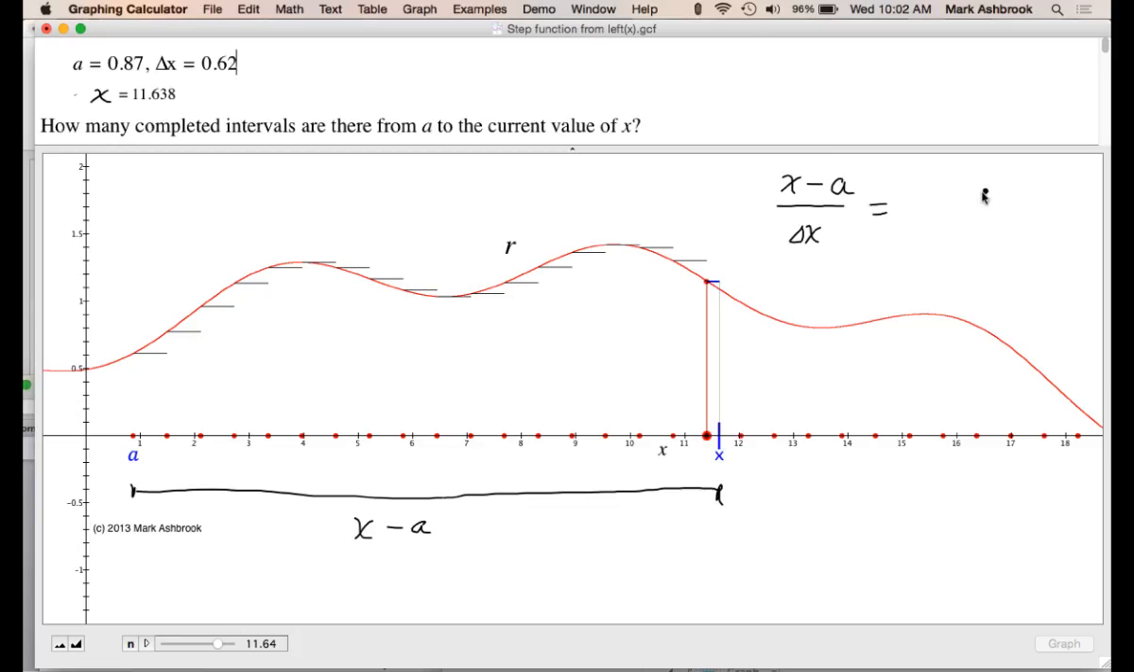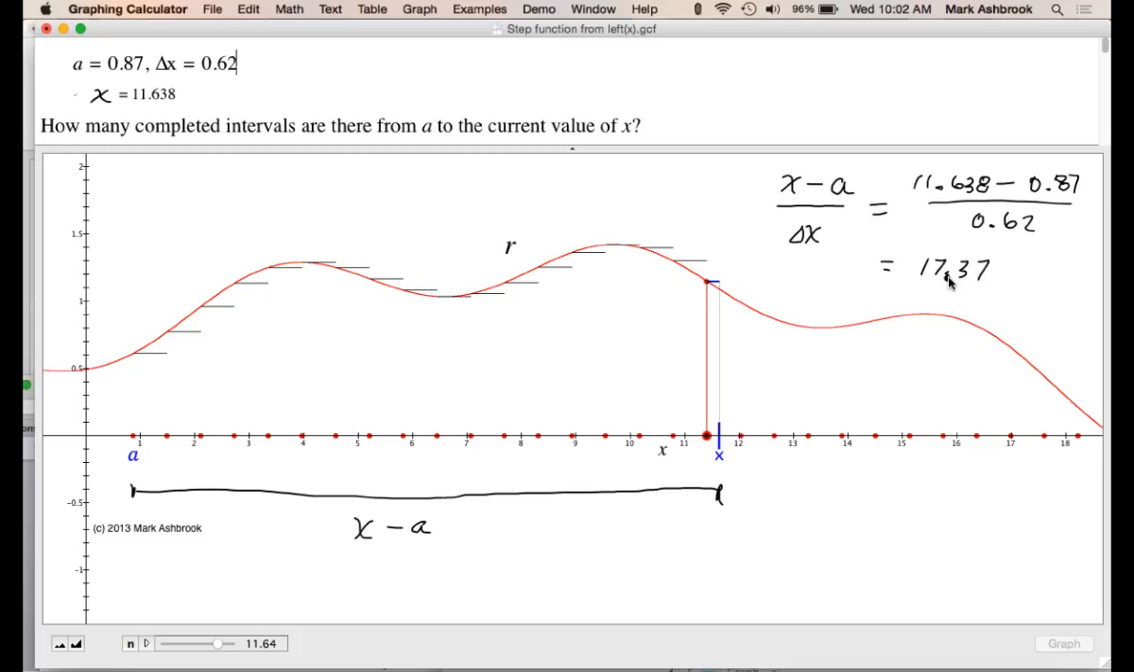So we want to do x. Did you do that, Jacob? Just so far, what we got? 0.62. Looks like more than 10, isn't it? 17.37. Oh, sorry. Okay, so the top is 10 something. All right. So how many completed intervals are there?